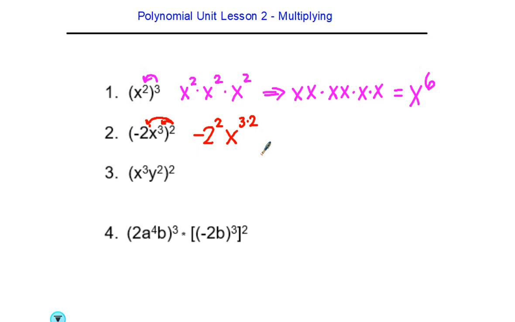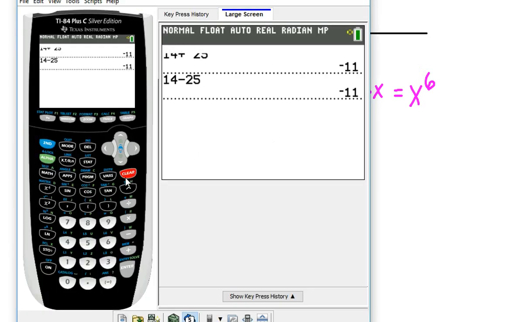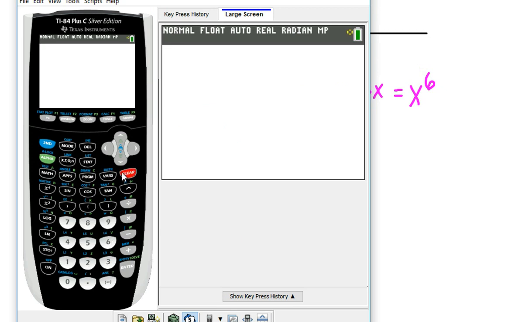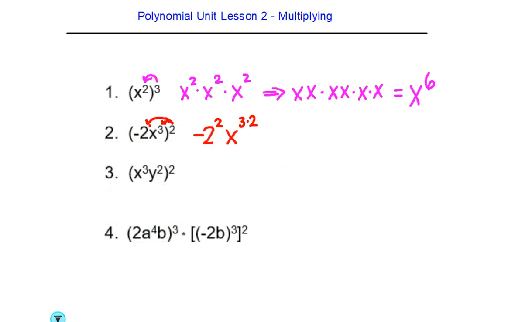So in your calculators, if you don't know, you can do -2. Actually, you need to make sure if you're playing with negative numbers, you need to put them in parentheses, -2 raised to the 2nd power. And we see that's +4 because -2 times -2 is +4. So this ends up equaling 4x to the 6th power.